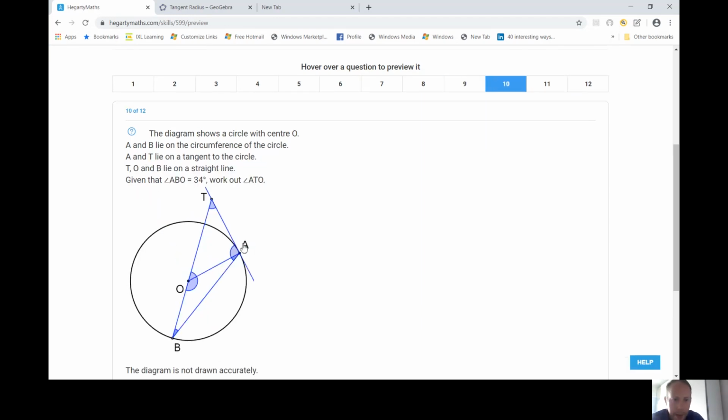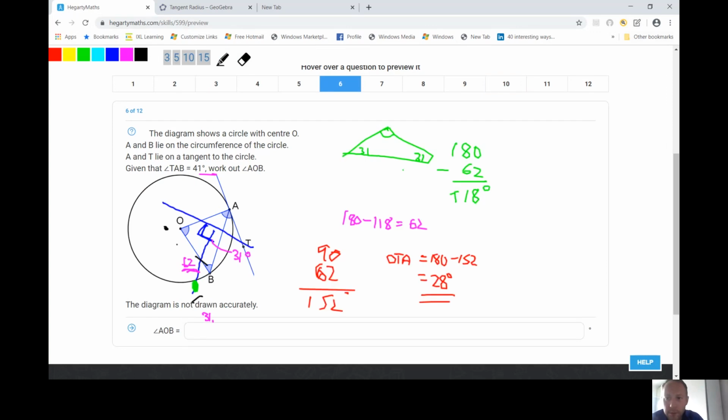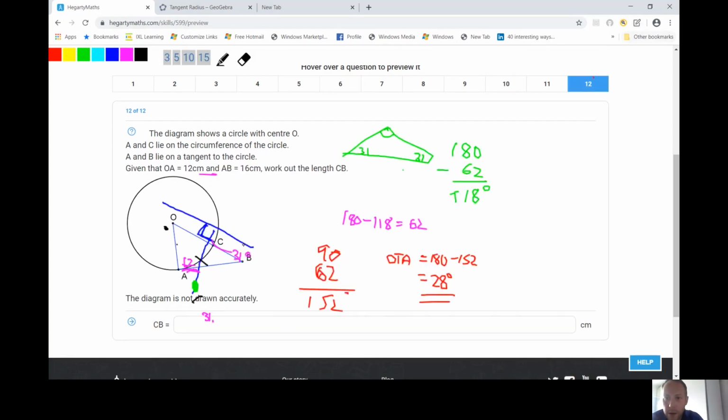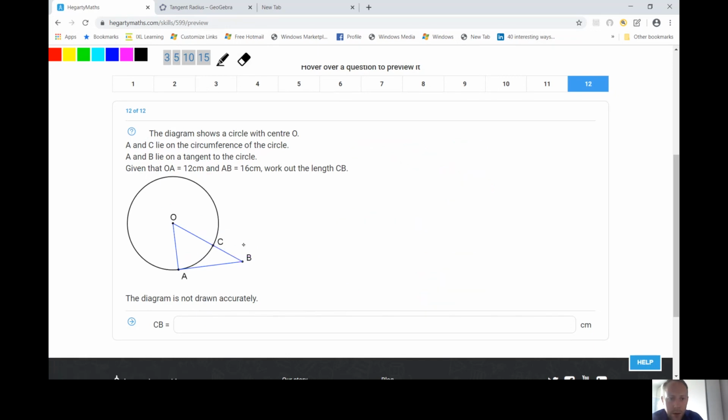So A and C lie on the circumference of a circle. A and B lie on a tangent. So A and B is a tangent. O and A is the radius. So that means this is 90 degrees. So it's a 90 degree right angle triangle.